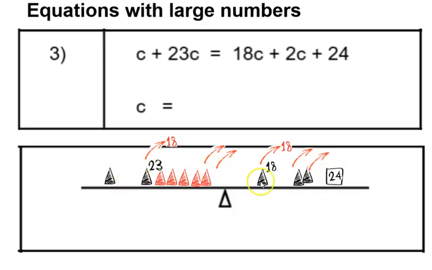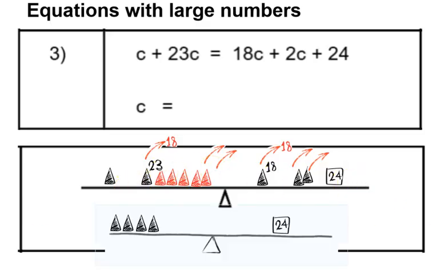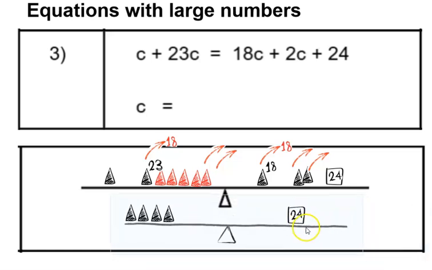And now at this point, I can redraw the scale. And when I redraw it, you're going to see what I have is 1, 2, 3, 4. I have 4 C's left on this side. And on the other side, all of this was taken off, and a 24. And so when I go and check what my answer is, I'm going to document it like this. 6, 12, 18, 24. I have 24 on both sides. And so I can say my C equals 6.